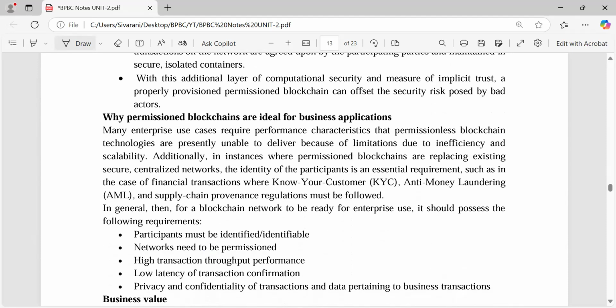In a permissionless network, anyone can join, so the confidentiality and integrity of the data can be misleading. So you have to maintain who the authorized persons are, and for confidential matters we are storing in a decentralized network, the transparency is not there. So financial transactions, know your customer, anti-money laundering, and supply chain provenance regulations must be followed.